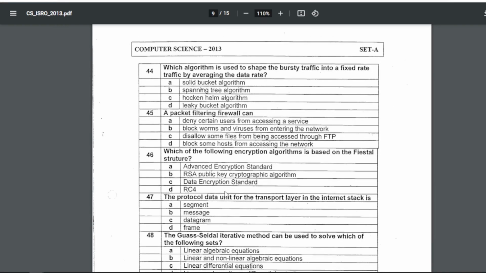Okay. Next is question number 45. A packet filtering firewall can what? So basically a packet filter firewall can block some hosts from accessing the network.